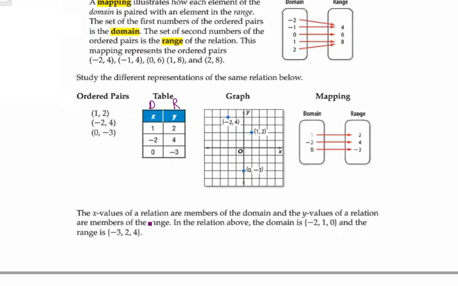So if it says what is the domain of this relation up here, that's going to be the -2, the 1, and the 0. That's why tables sometimes are really nice because it sets up the domain for you. It sets up the range for you.